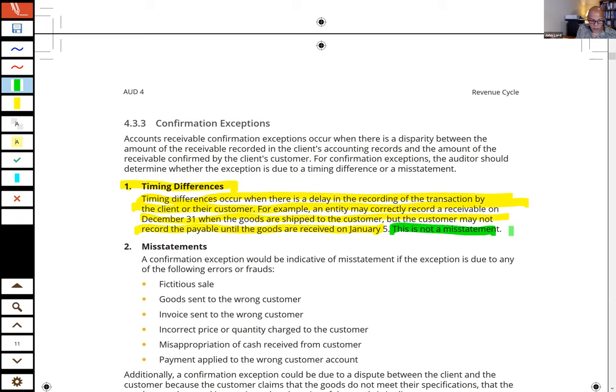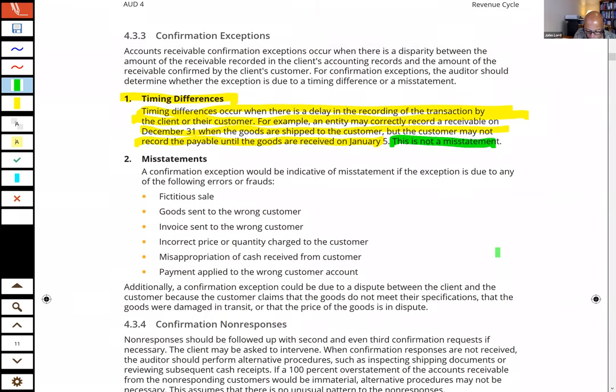First of all, it depends on the shipping terms. Because if it's free on board destination, then it is a mistake. Okay. And if it was free on board shipping point, it's not a misstatement by the client, by the seller, but it is a misstatement by the purchaser because they should have recorded that as a liability at December 31st, right? Because those things were shipped and they had already taken ownership even though they hadn't received them yet. So it's a misstatement by somebody. I don't know who, in this example, the way they wrote this. Okay, good.